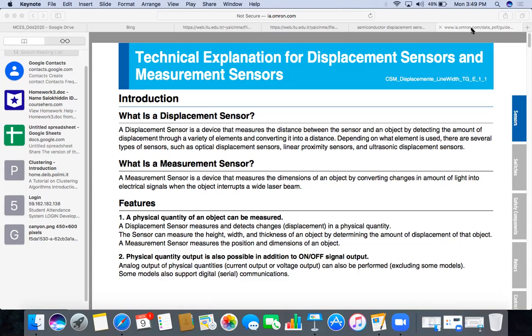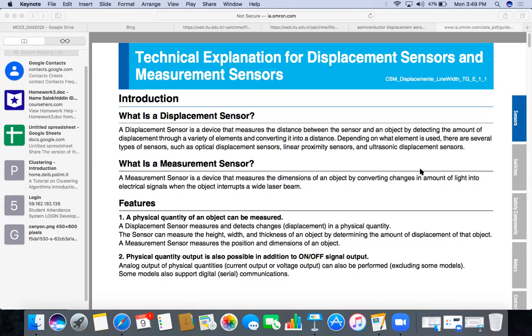Introduction. What is a displacement sensor? A displacement sensor is a device that measures the distance between the sensor and an object by detecting the amount of displacement through a variety of elements and converting it into a distance depending on what element is used. There are several types of sensor such as optical displacement sensor, linear proximity sensor, and ultrasonic displacement sensor.